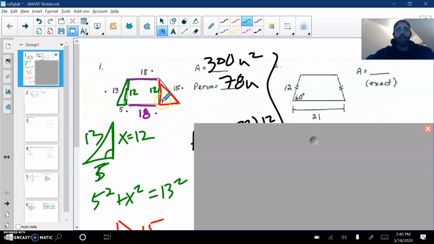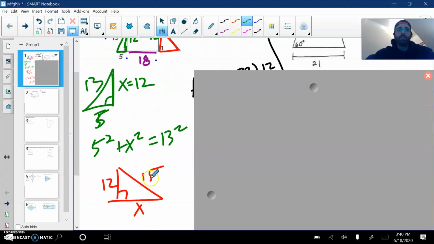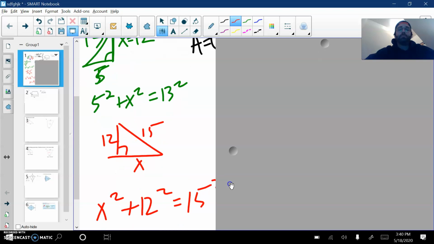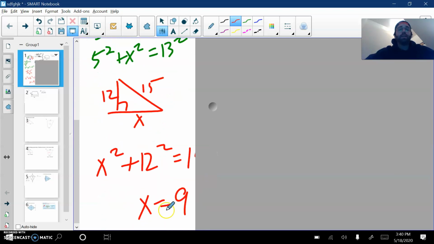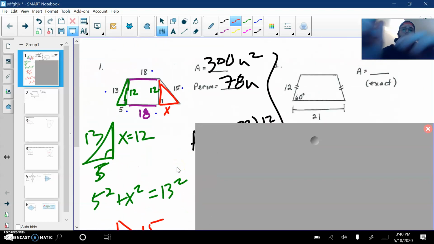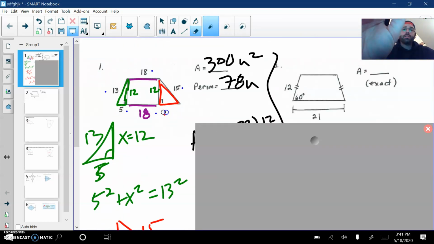Next thing I need to look at is this red triangle here. I have a 15 and a 12, and this little piece right here will be x. Well, if I set up the Pythagorean theorem, x squared plus 12 squared equals 15 squared, I should get x to equal 9. So instead of x, I'll put a 9 here.